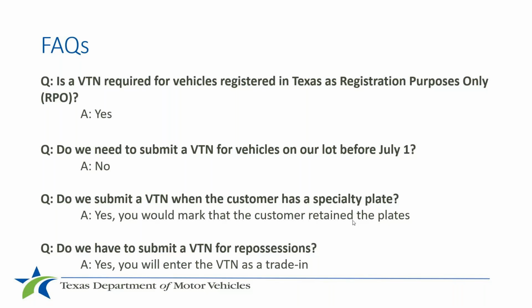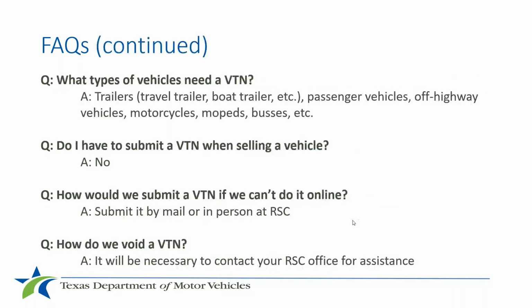Last slide here. What types of vehicles do we need to submit a VTN for? So we just have a small list put together, but trailers to include travel trailers, boat trailers, and so on and so forth. Now we have passenger vehicles, off-highway vehicles, motorcycles, mopeds, buses, and then again, so on and so forth. So this is just some of the examples, but again, this should be every vehicle that has that Texas record, okay?